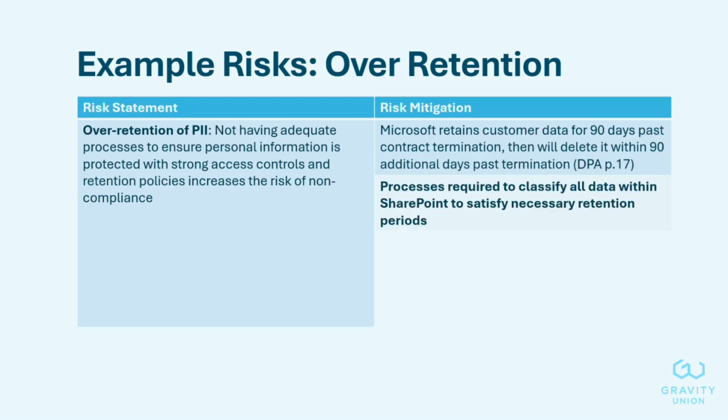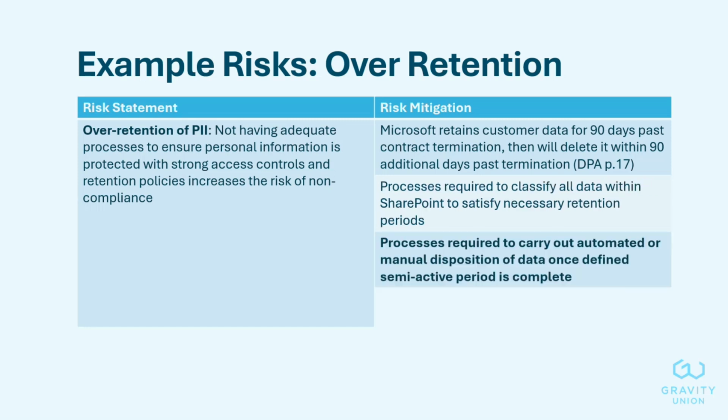And then some risk mitigation is to include processes required to classify all data within SharePoint, OneDrive, and Exchange to satisfy necessary retention periods. So you should be looking to gauge exactly where everybody is storing that data and then try and classify it against that retention schedule to make sure that you're not over-retaining that PII.